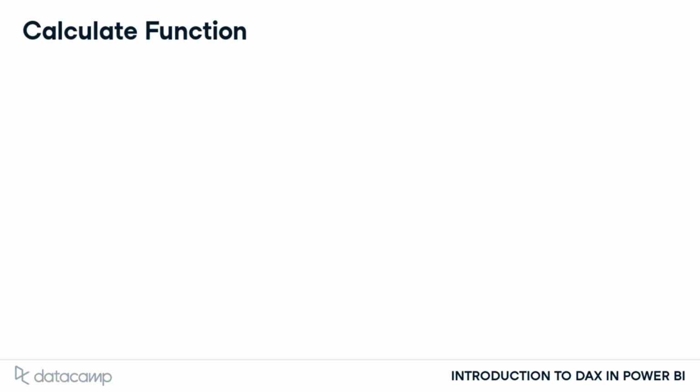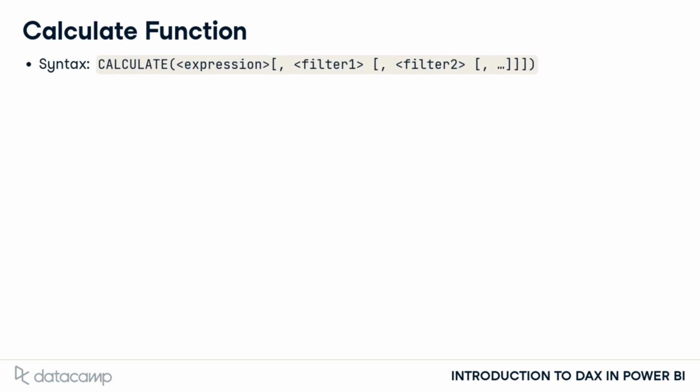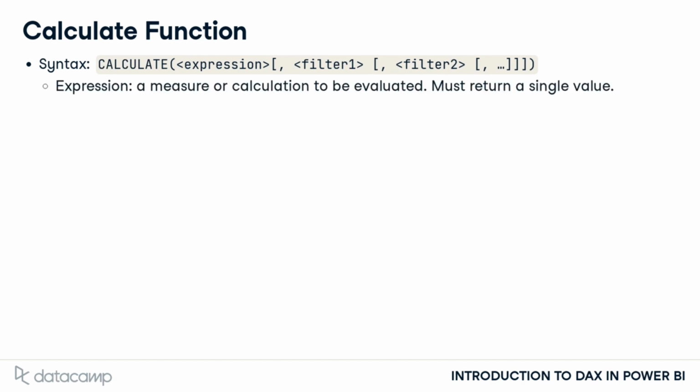Now that you've understood filter context, let's introduce you to the calculate function. Calculate allows you to evaluate an expression with one or more filter context. The calculate function takes two arguments. One argument is required and the other argument is optional. The first argument contains the expression to be evaluated. This must return a single value.